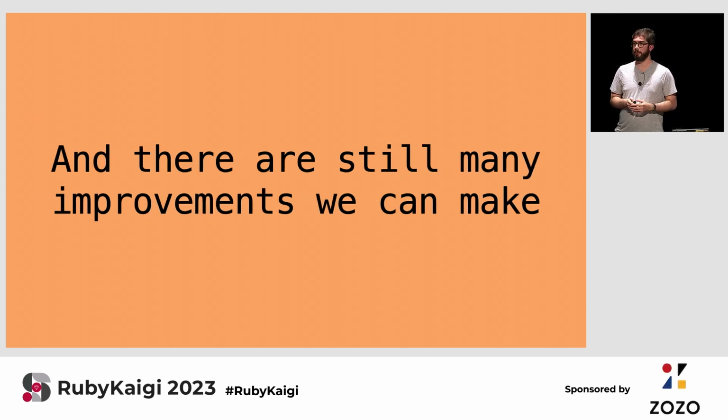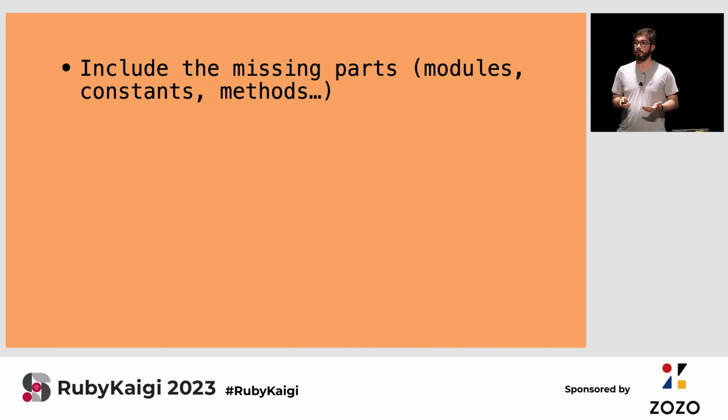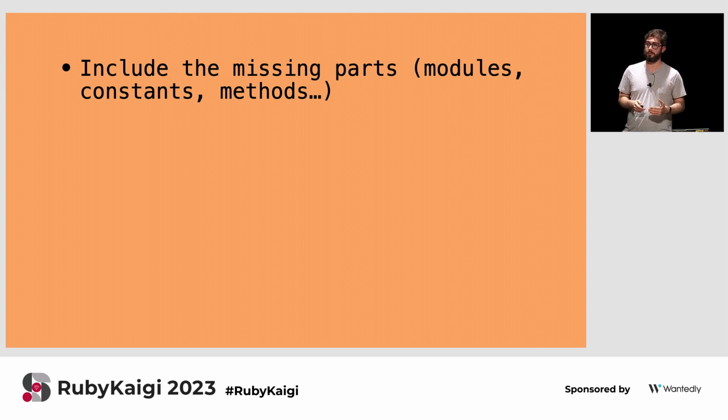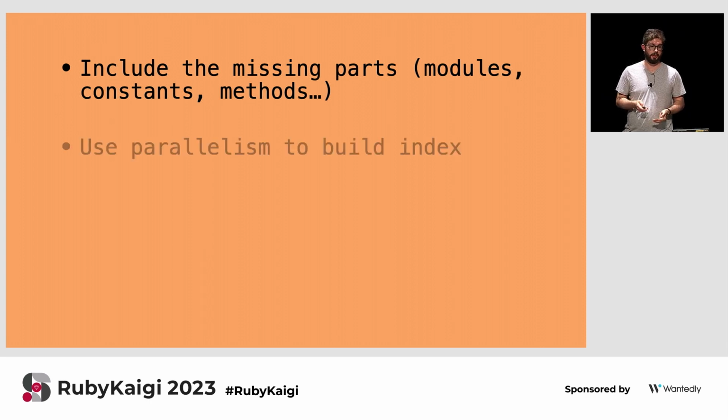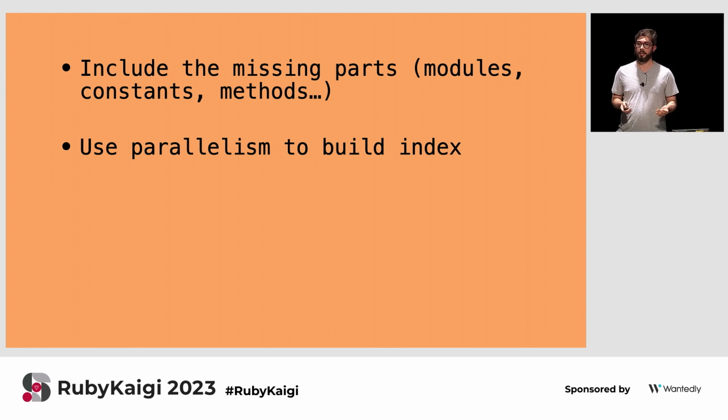And even in this implementation without type checking, there are still many improvements that we can make. For example, we didn't implement support for everything. We only have support for classes, so we can add the rest, like modules and methods. Building the index is very expensive. It's very slow, so we can also improve that by building it in parallel, for example, so that when we're building it from scratch, it doesn't take so long. In our explorations on the Shopify core monolith, the initial implementation took more than 5 minutes to index everything, so that certainly has room for improvement.